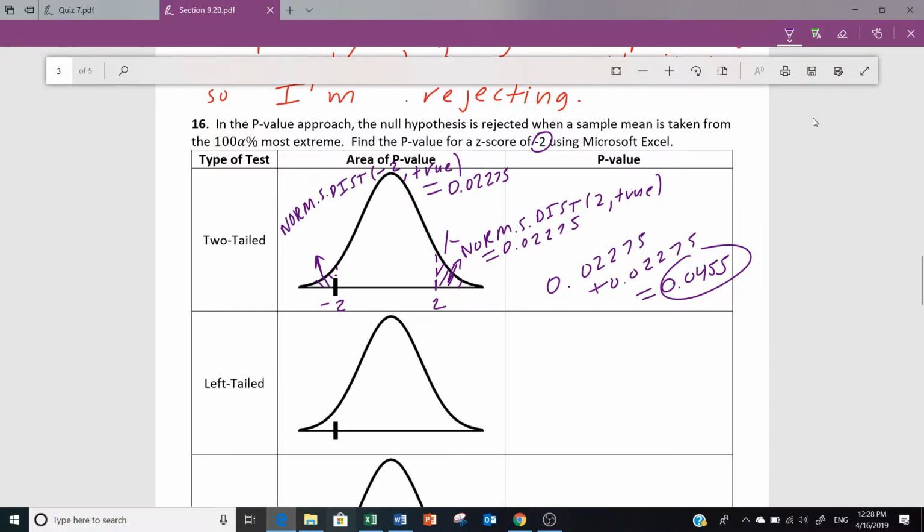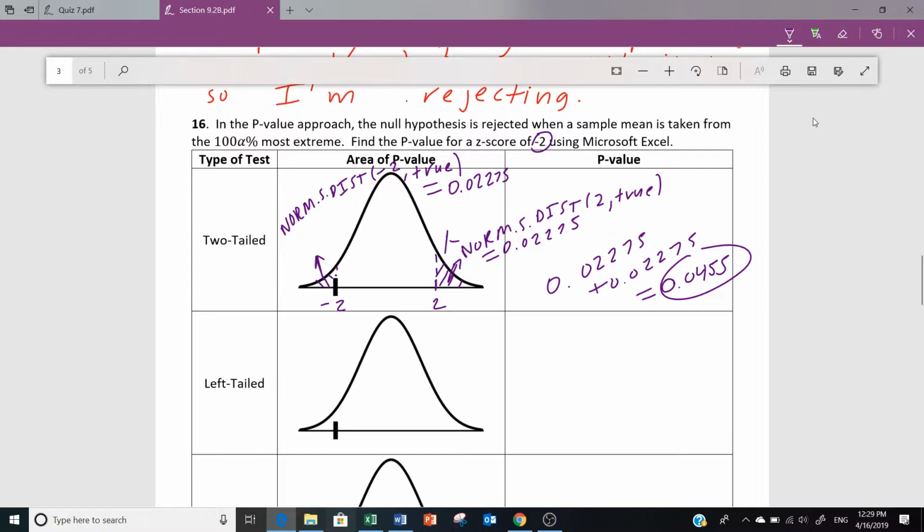They multiply 0.9 by 2 and get p-values that are over 1. That's impossible. You never have a p-value over 1. The p-value has to be between what two values? 0 and 1. It's the probability. It has to be between 0 and 1. Here, the probability was 0.0455.